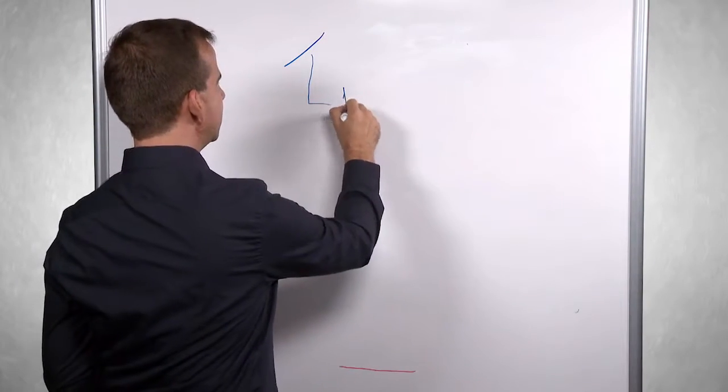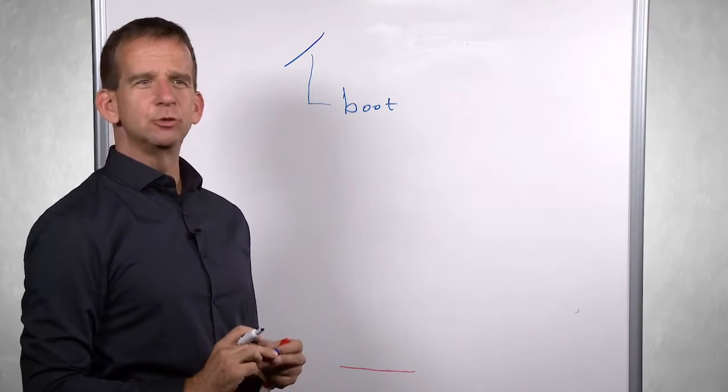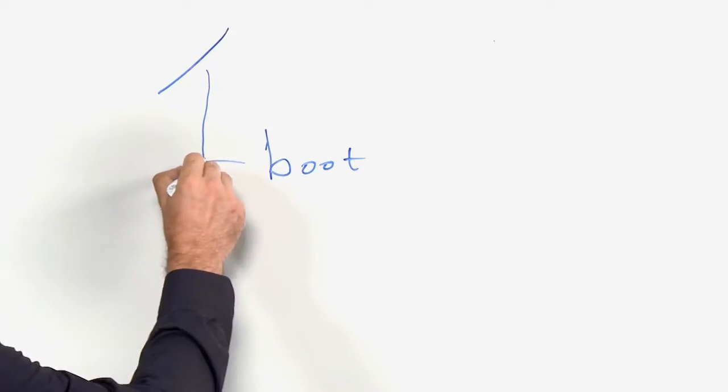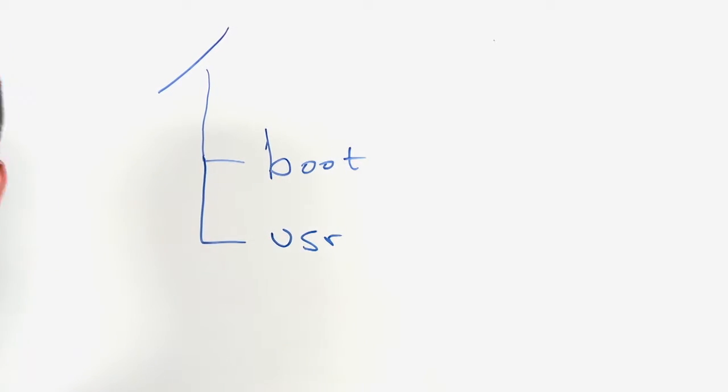For example, there is the boot directory, which contains everything your system needs to start up. And let me talk about a couple of other examples as well, like the usr directory, which is a very important directory that contains program files, basically. And then we have another directory, which is etc. And etc is the directory that contains configuration files.